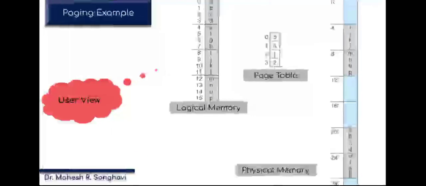This is an example of the user's view. The user will see these as the pages, each divided into 4 offsets, for example 0, 1, 2, 3. In this logical memory, page 0 gives you an address like 5.